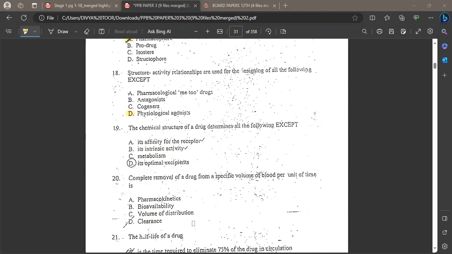The chemical structure of a drug determines all the following except: its affinity for the receptor, its intrinsic activity, metabolism, and its optimal excipients. All the following except. Yeah, D? Anyone?